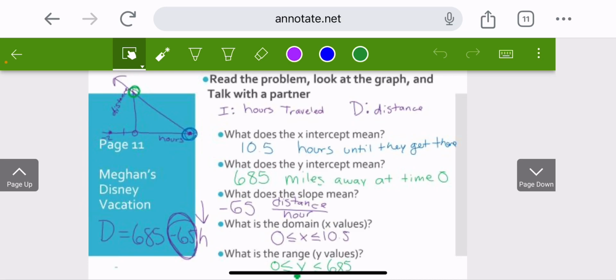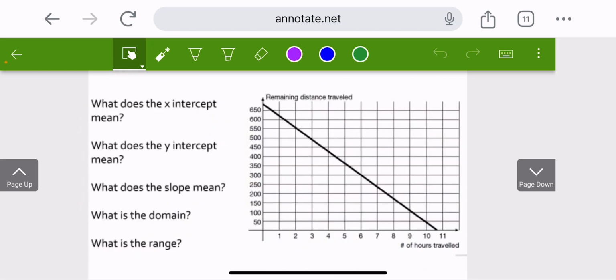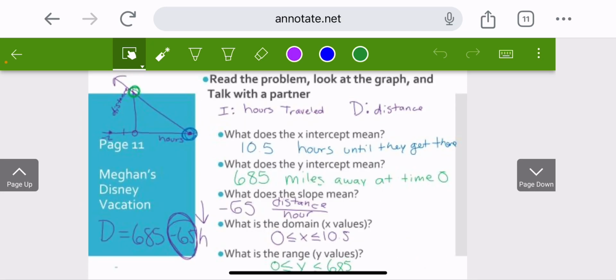Oh, I love it. I wasn't even paying attention to my stuff because I totally did give myself the graph here. Oh well, I did it this way. We're totally right. Okay, so that's page 11. That's all we needed to do on there.